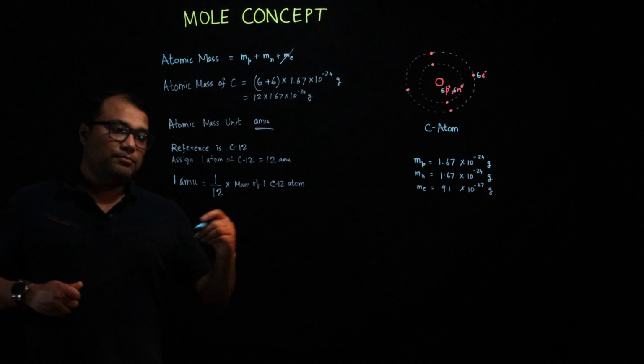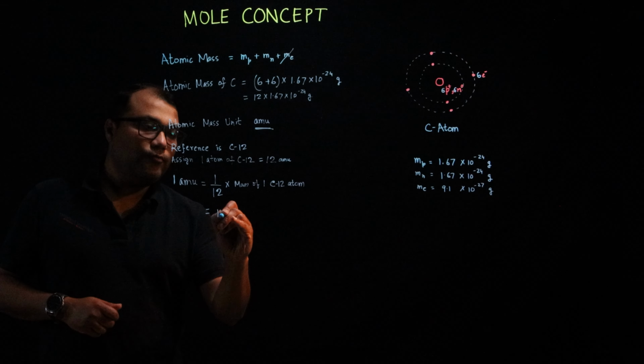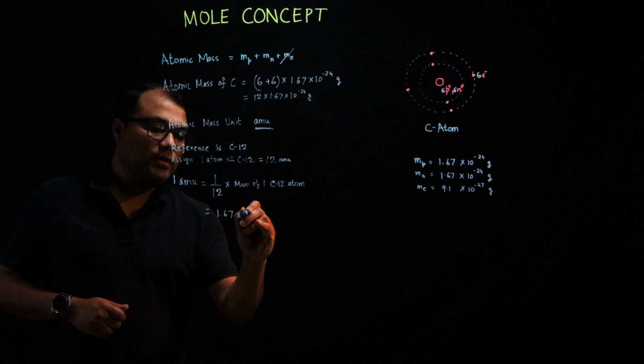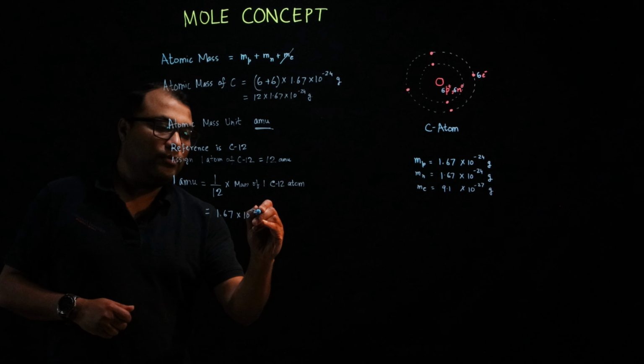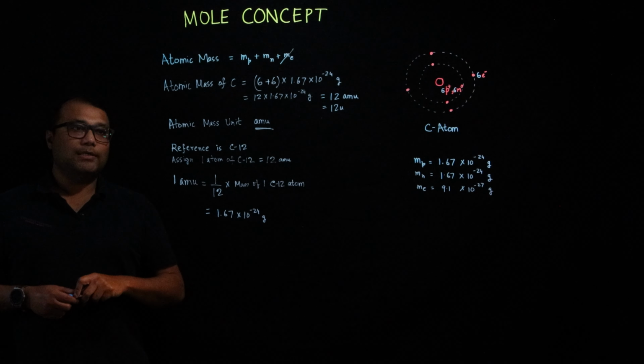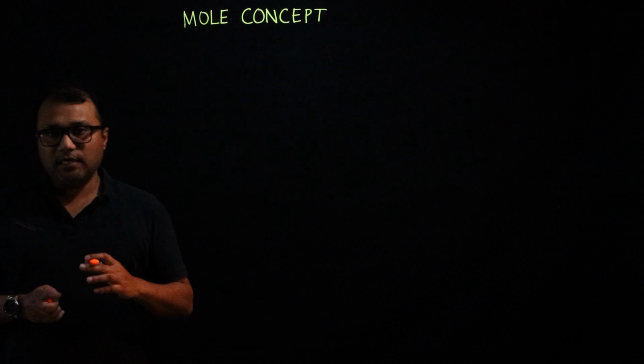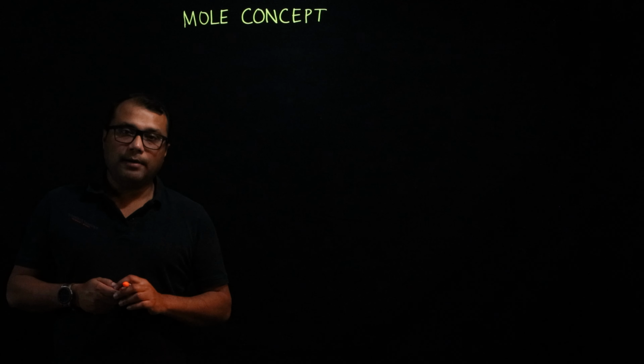What is it in terms of grams? It turns out to be 1.67 x 10^-24 grams. So if we go back here, then we can write atomic mass of carbon is either this in grams, or we can simply write 12 AMU. Sometimes it's also written as 12 u for short. So that is what atomic mass unit is. Now everything is in relation with carbon 12 atom's mass. So that's the reason it's also called relative atomic mass.